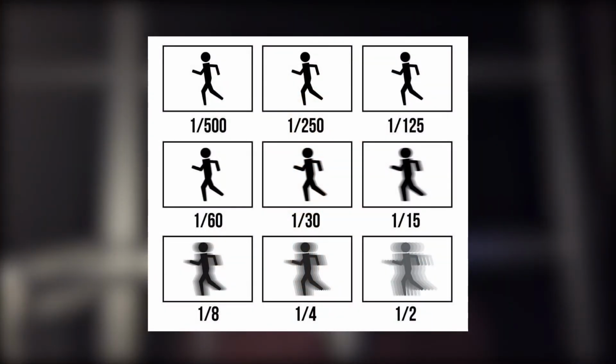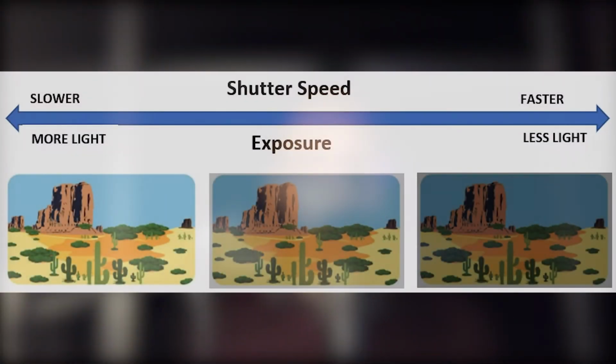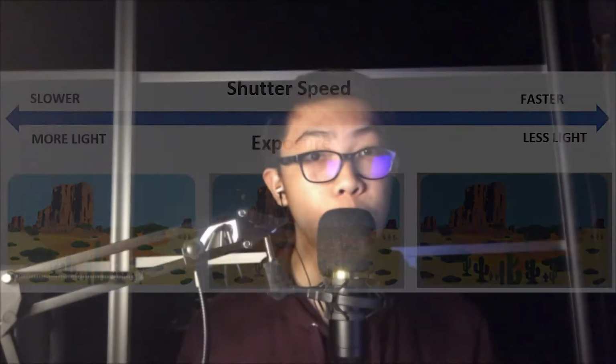Next, I'll talk about shutter speed. Shutter speed refers to how long the camera shutter will remain open to allow light to enter the camera sensor. The slower the shutter speed, the more light will be allowed to enter the camera. The faster the shutter speed, the less light will be able to pass through into the camera. Well, in this example, you can see that the slower the shutter speed, the brighter the image will be, while the faster shutter speed will have a darker image.